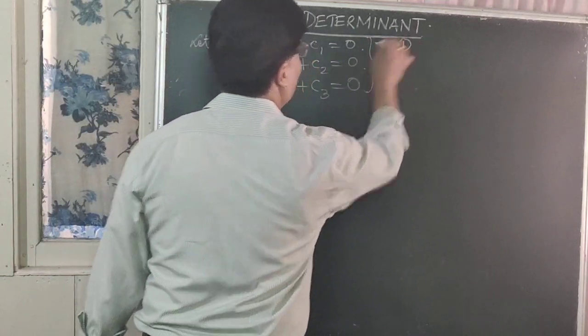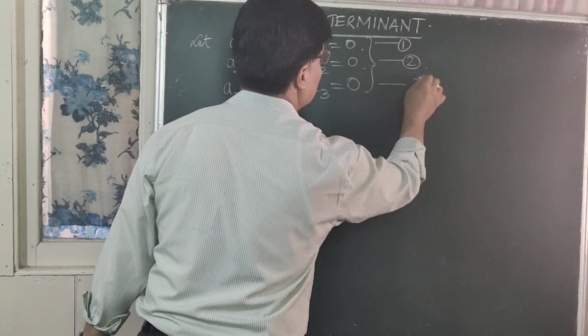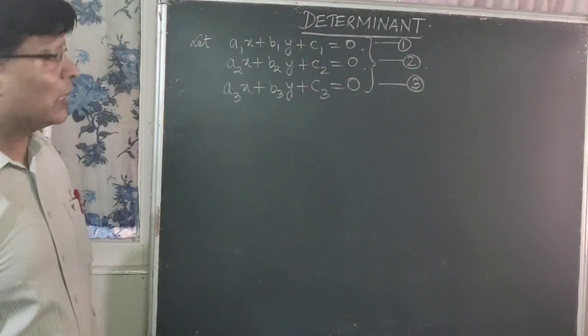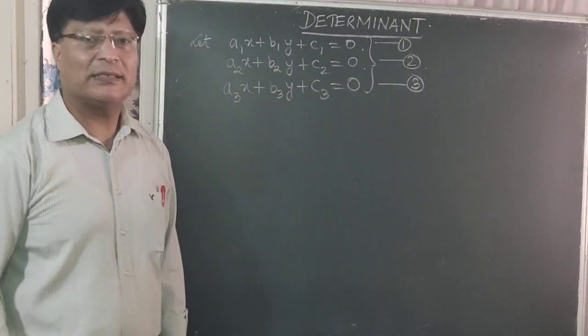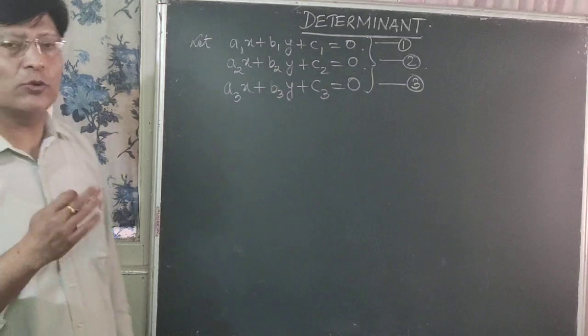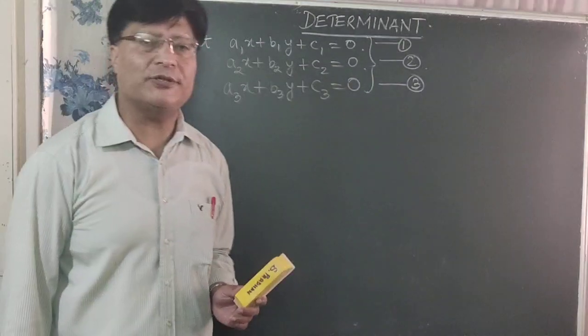So this is number 1, right? This is number 2, and this is number 3. Now let us eliminate x and y from these 3 equations. Let us eliminate x and y from these 3 equations.